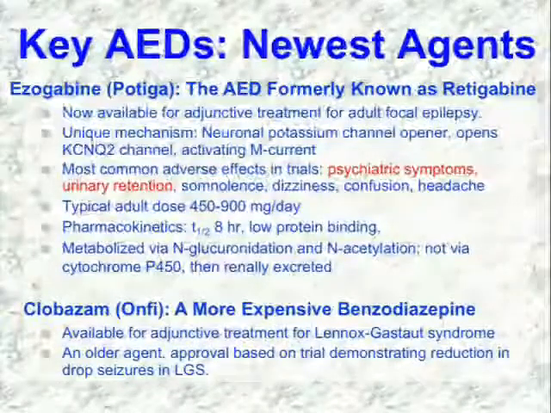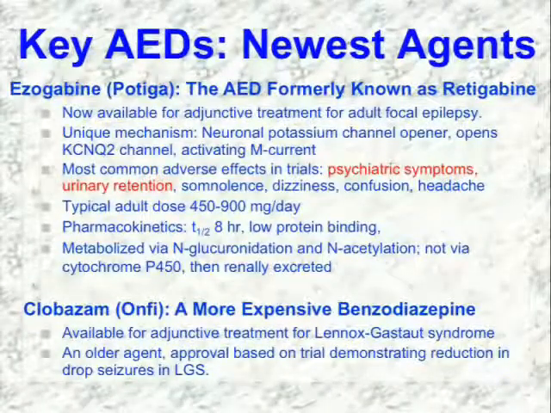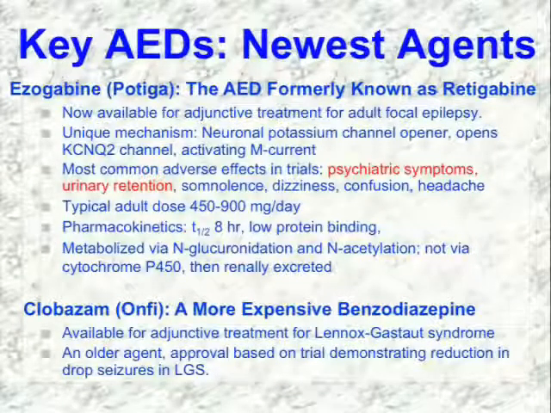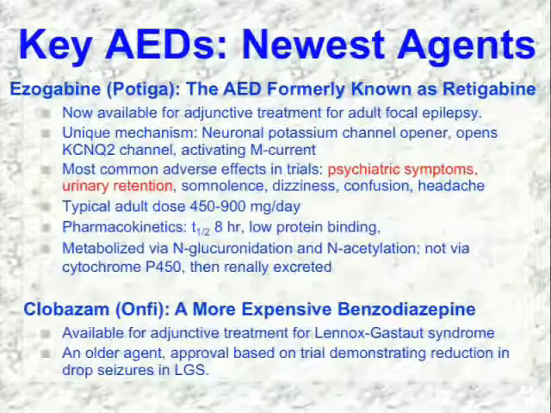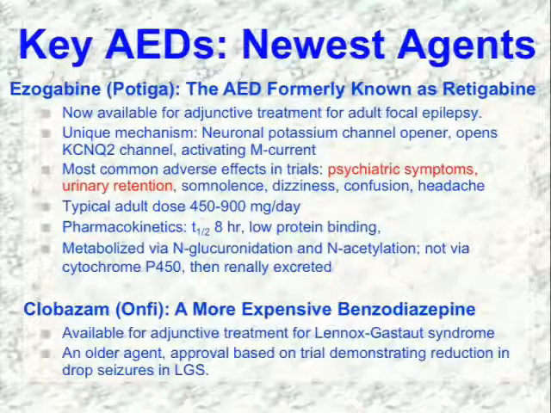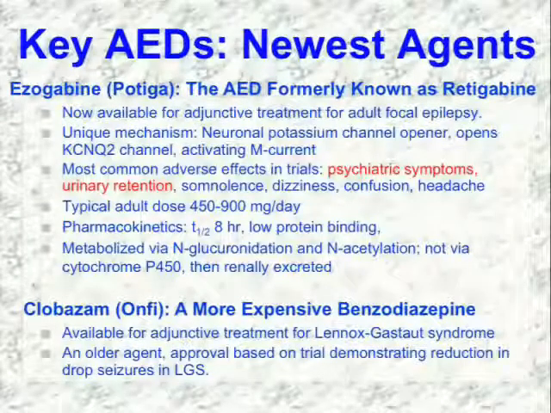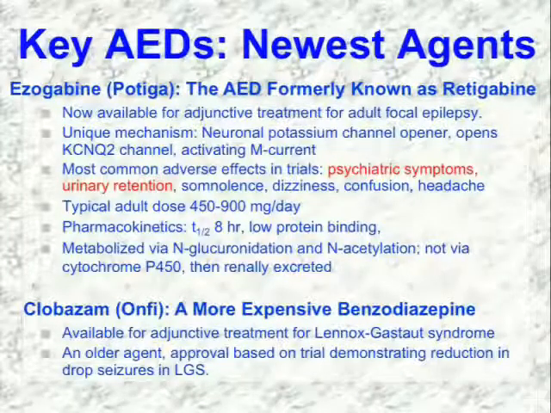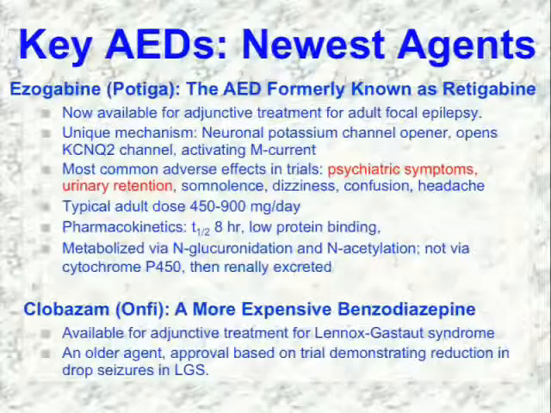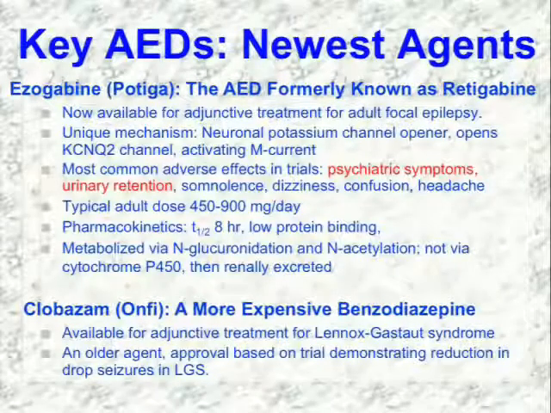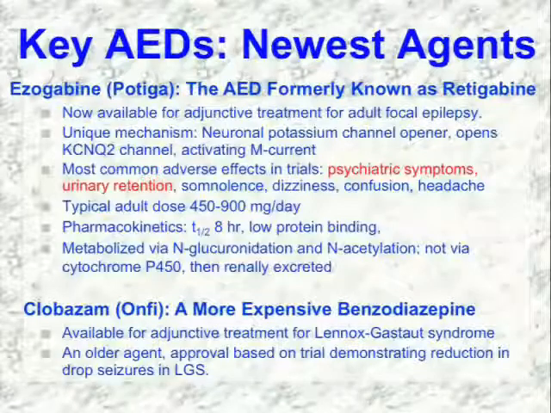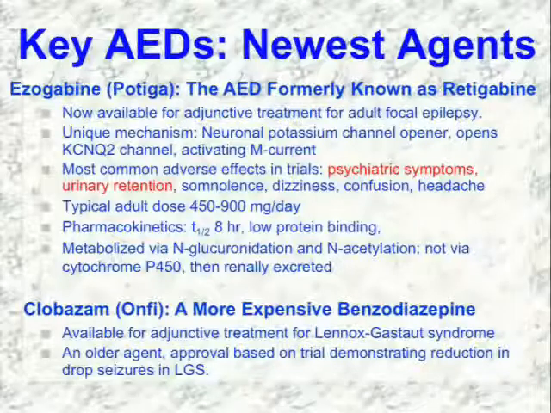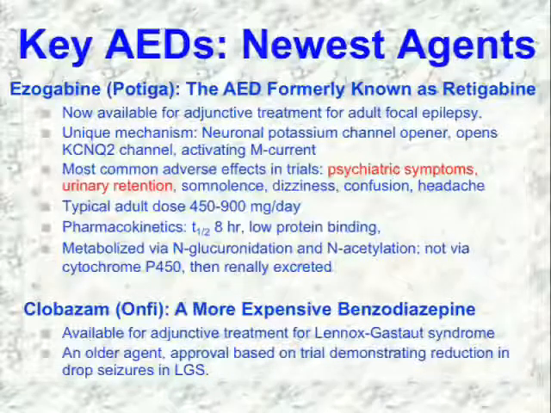Then there's new drugs. Phil told me he came today because he wanted to hear about new drugs. So here's my slide about new drugs. There's two new drugs. Ezogabine, sold as Potiga, is now on the market. It was approved last year, and it's been in the pharmacies for about 2 or 3 weeks, or some pharmacies for 2 or 3 weeks. Some pharmacies are still ordering it, but it's now released. This is approved for adjunctive treatment for adult focal epilepsy. It has a unique mechanism working as a neuronal potassium channel opener. No other anti-epilepsy medication has that mechanism. What that will mean in terms of clinical efficacy is not yet clear.